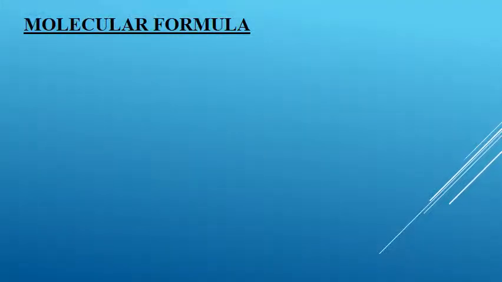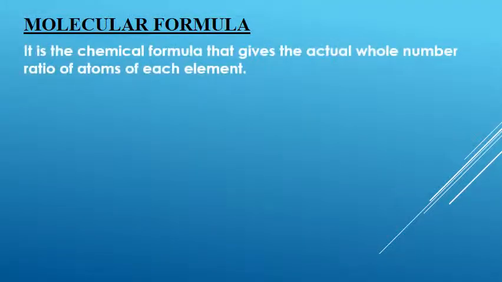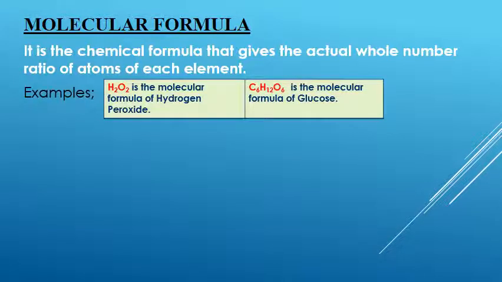Our next terminology is molecular formula, and it is the chemical formula that gives the actual whole number ratio of atoms of each element. For example, hydrogen peroxide is a molecule that contains 2 hydrogen atoms and 2 oxygen atoms in it. So H2O2 is the molecular formula for hydrogen peroxide. And similarly, glucose is a molecule that contains 6 carbon atoms, 12 hydrogen atoms and 6 oxygen atoms. So C6H12O6 is the molecular formula for glucose.